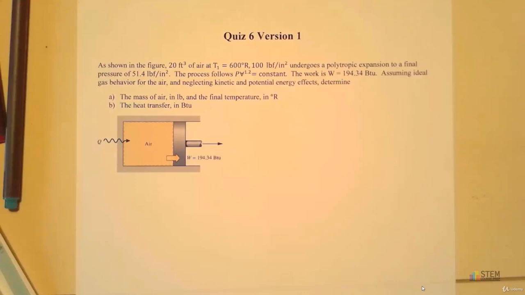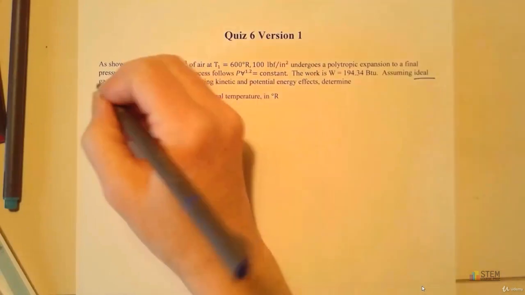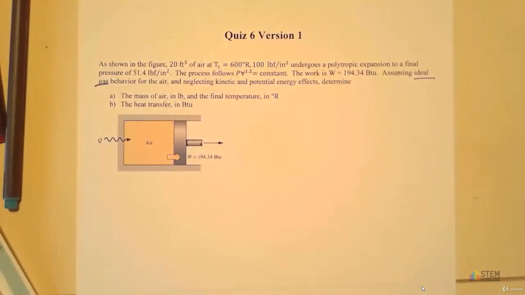Work is going to be a positive 194.34 BTU. Now we're going to assume an ideal gas, so that's going to be important here. And we're going to neglect kinetic and potential energy effects. We want to find the mass of the air and the final temperature. And we also want to find the heat transfer in BTU. So let's go ahead and get started.